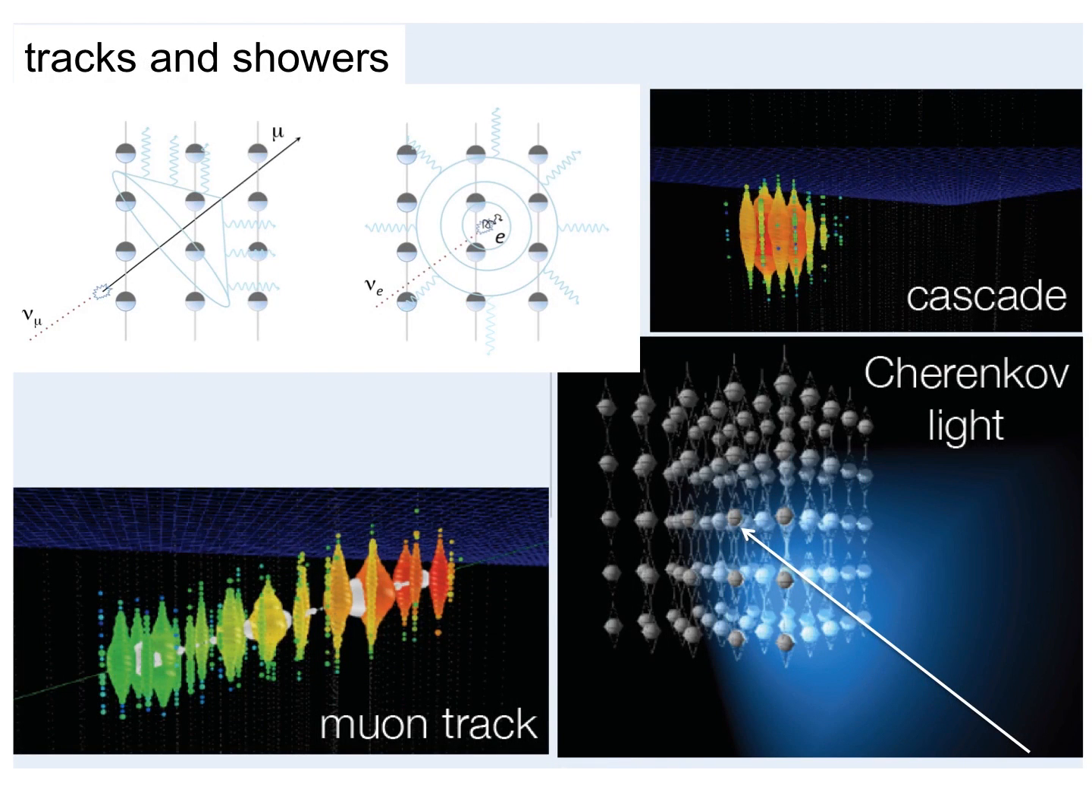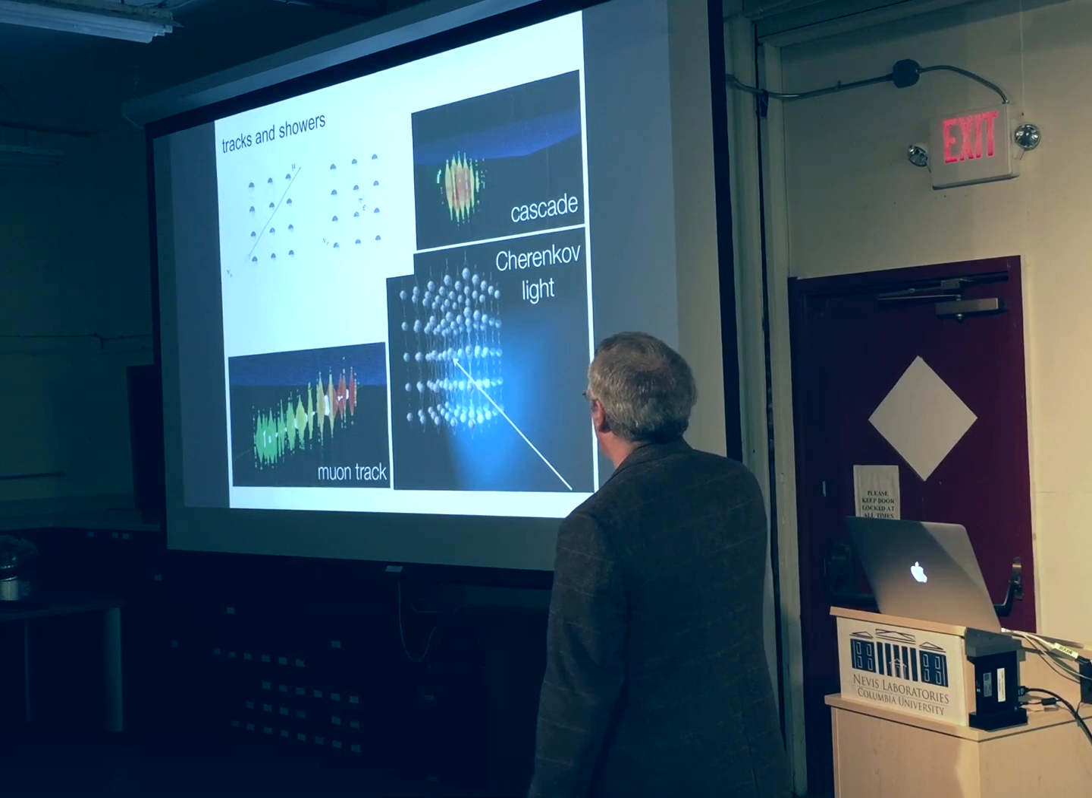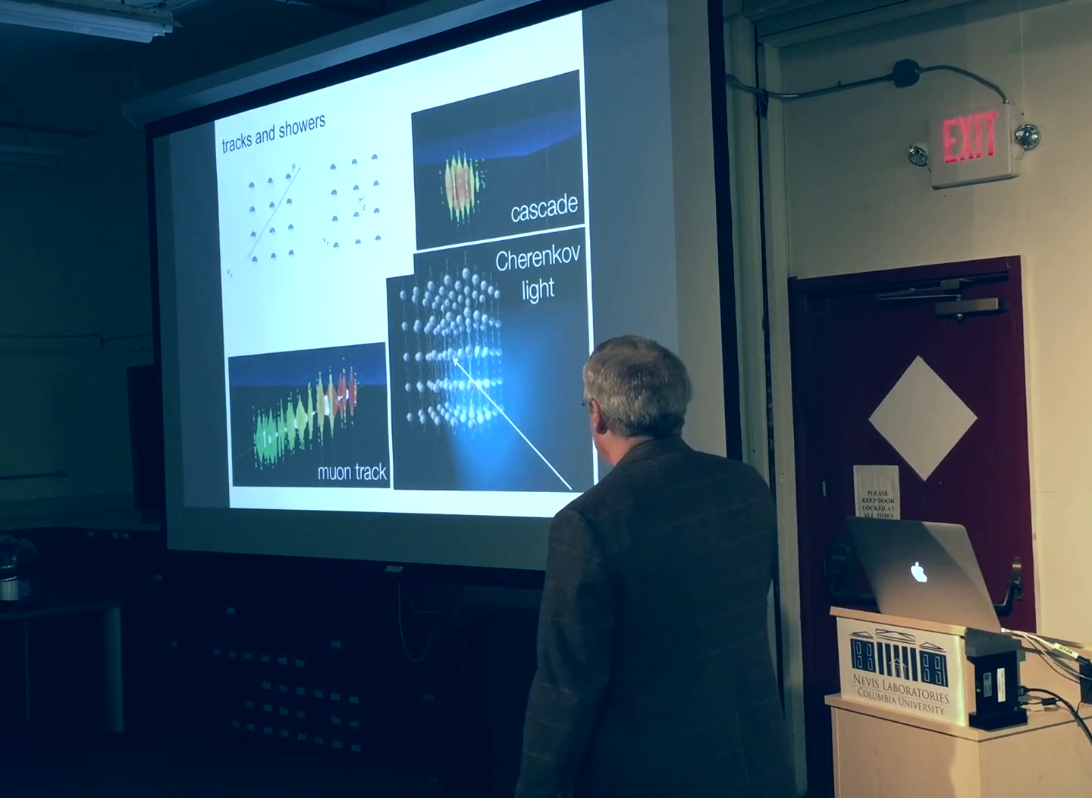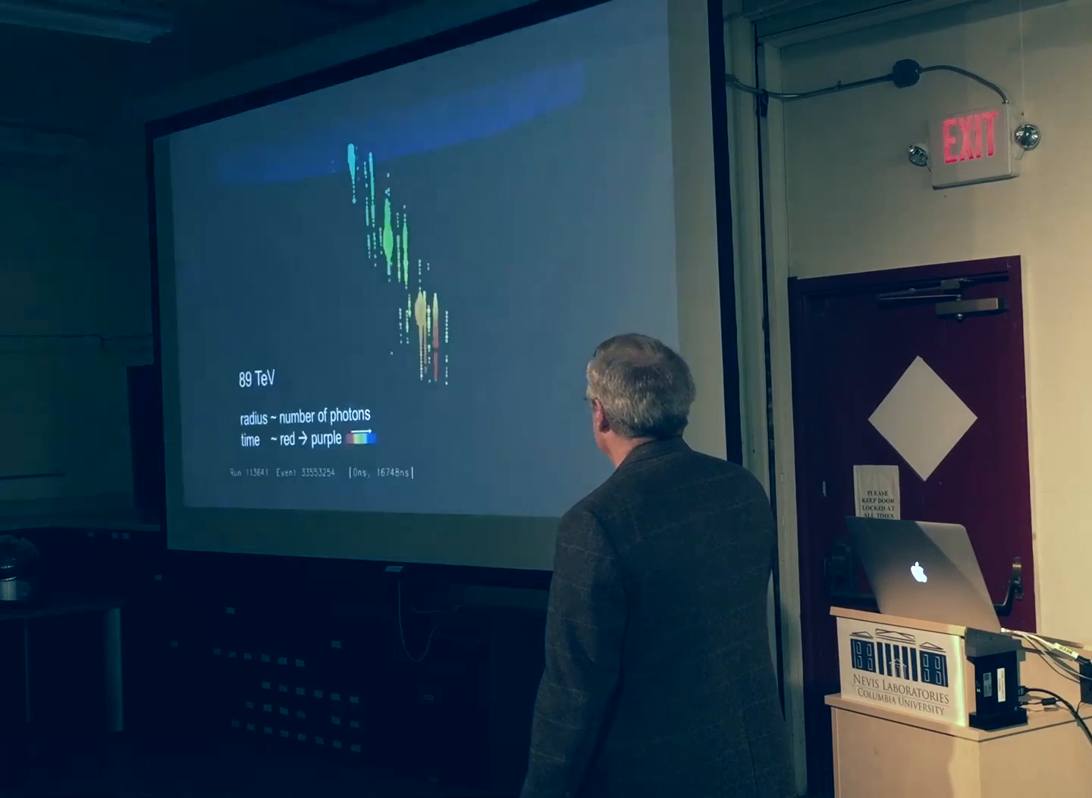Another thing I have to tell you about is there's two different types of events that we see. One is when a muon goes through the array, we see something like this. It's a long, we call it a track, okay? So that's a muon track. Other types of things like electron neutrinos make a round thing which we call a cascade, okay? And this is all Cherenkov light again.